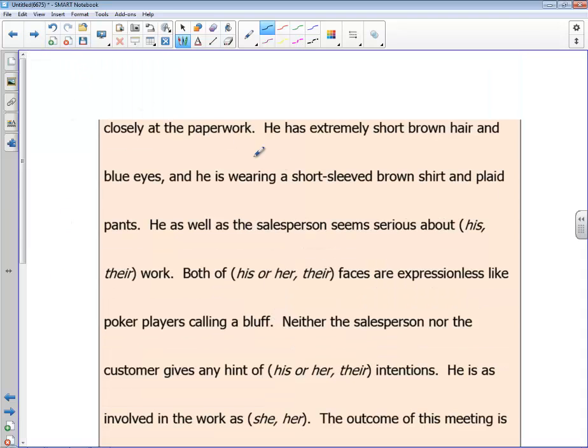Is also looking closely at the paperwork. He has extremely short brown hair and blue eyes, and he is wearing a short-sleeved brown shirt and plaid pants. He, as well as the salesperson, seems serious. He, as well as the salesperson, is an interrupting phrase; he seems serious about his work. Both, unlike each, is plural. So it's both of their faces are expressionless, like poker players calling a bluff.